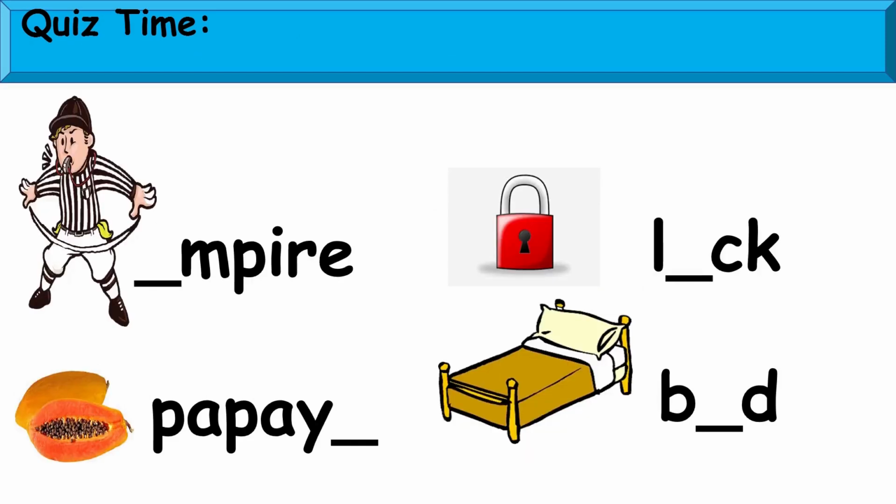Umpire, that's the initial sound, and that is letter U. Next is lock. It's the O sound, and that is letter O. Next, papaya. That is the final sound or the ending sound. That is letter A. Next, we have here bed. The middle sound is letter E.